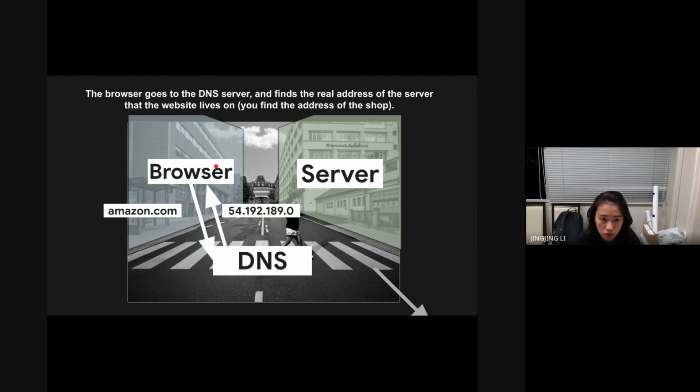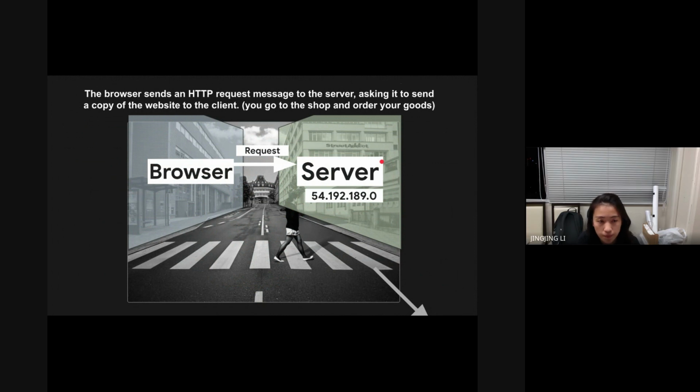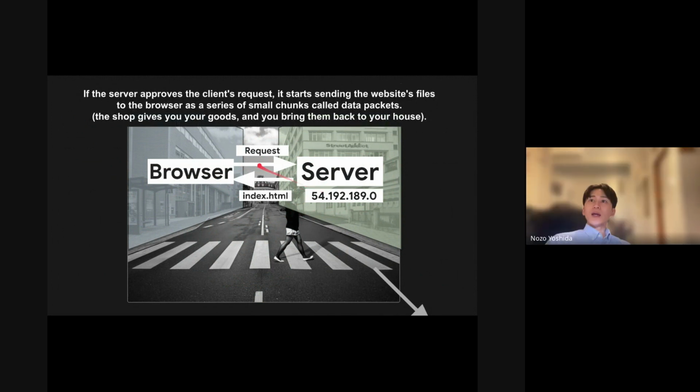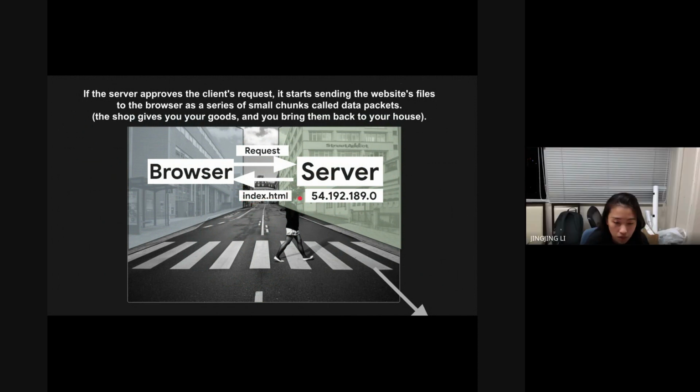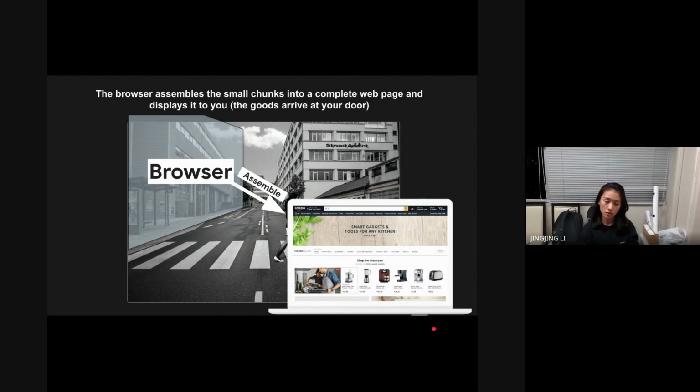So the browser can request the detailed location of the server that the browser wants to visit. And if the server approves the request, it can return the response of the data, and it can assemble the small packets into one website of Amazon.com.